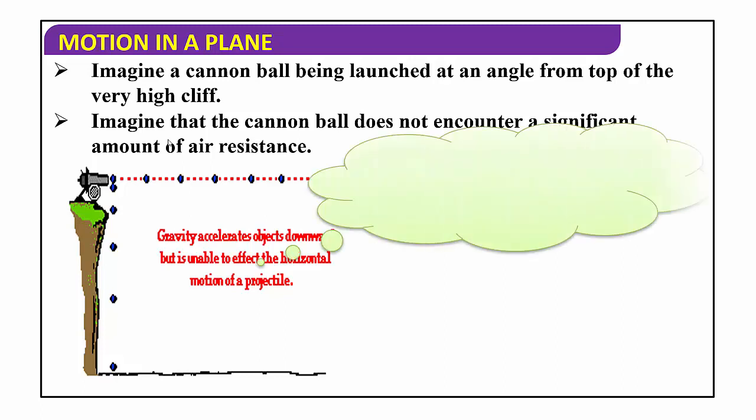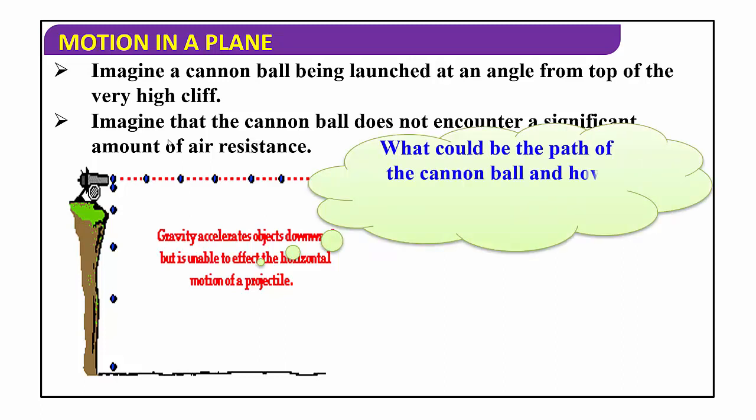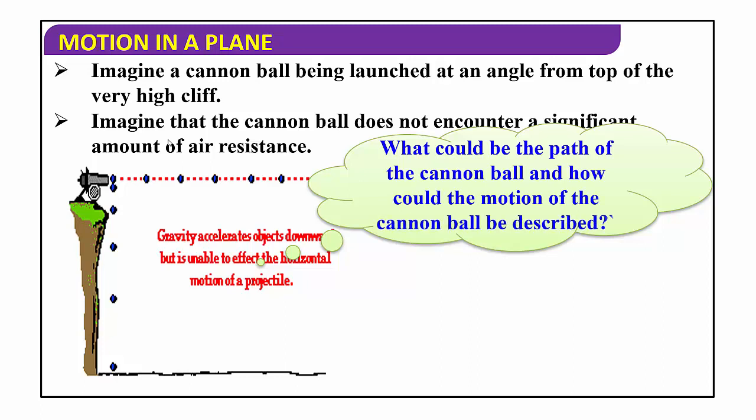Now observe this picture here. What could be the path of the cannonball and how could the motion of the cannonball be described? The question is, what is the path of this cannonball and how could the motion of the cannonball be described? Whether it is one dimensional or two dimensional, how to describe its motion and what is its path?